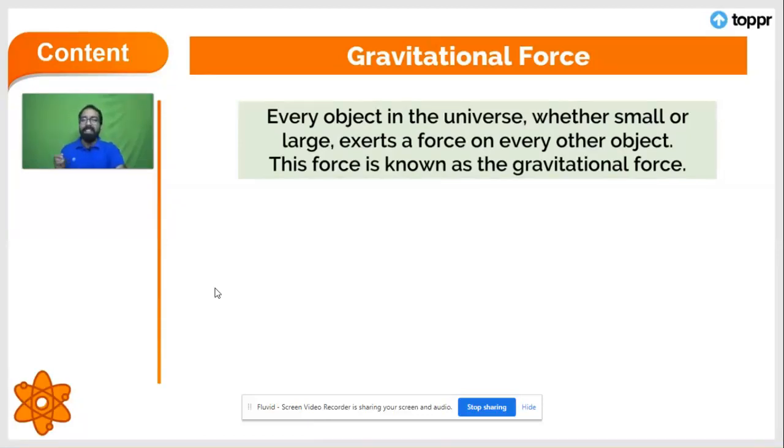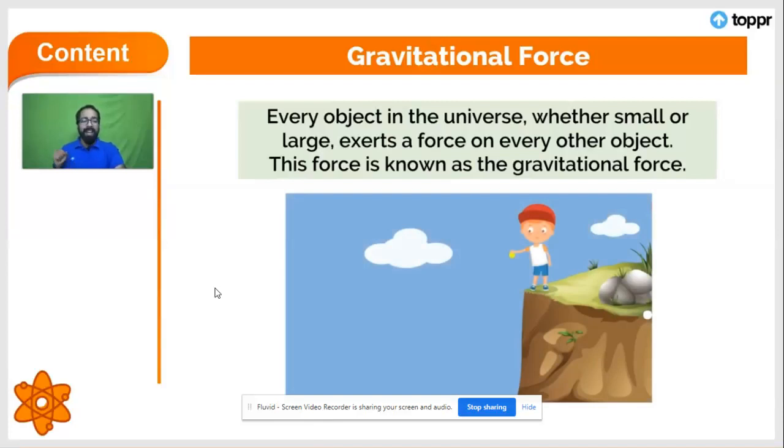Now for example, say you hold a ball. Now what happens when you lose the ball and set it free? Well, the ball will fall down, right? Now why is the ball falling down? It's because the earth is pulling this ball towards its center.